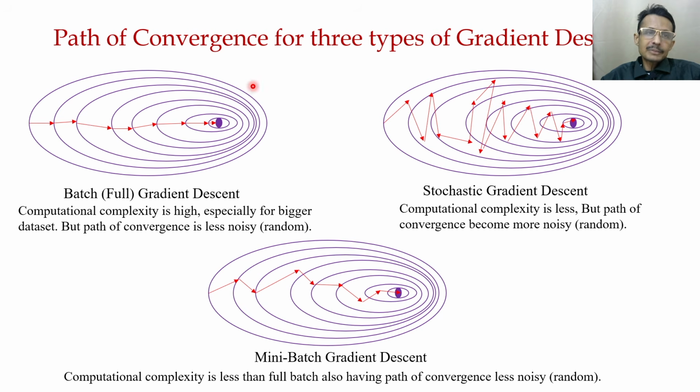So what we have seen here is that we choose this p in such a way that we can get the advantage of full batch in respect of the randomness in the path of convergence, and the time complexity advantage of SGD. We can get both advantages and reach a very optimal solution.